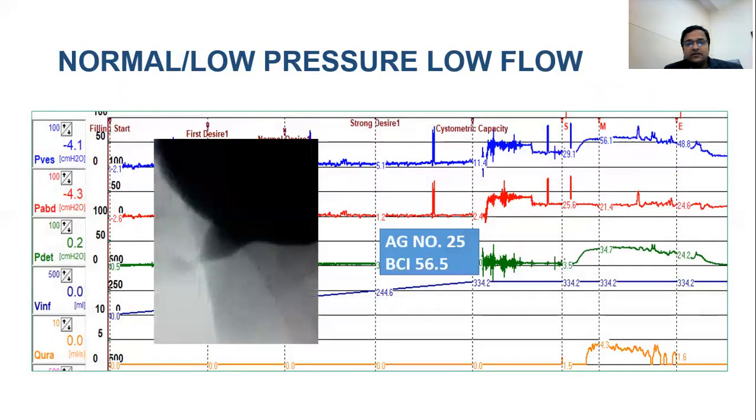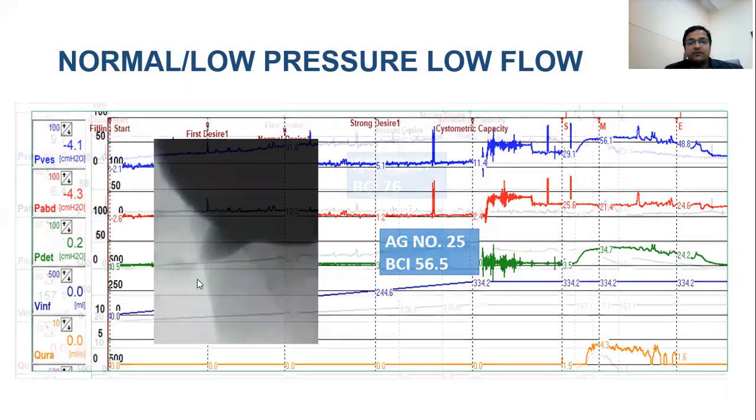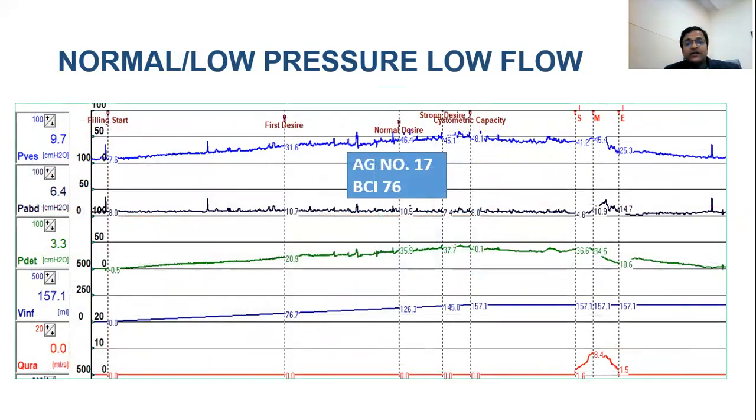Now, what is the explanation? You see this, it was corroborated with the MCUG, and we found that the external sphincter was not relaxing properly in this case. I will come to that explanation.